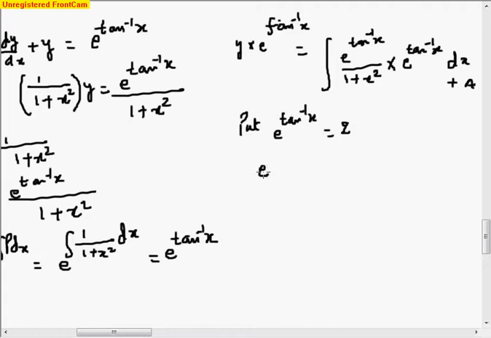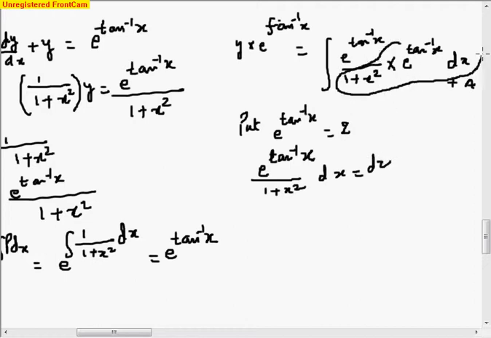First you will differentiate e raised to power tan inverse of x, using the chain rule. Tan inverse x differentiation is 1 upon 1 plus x square dx, which is equal to dz. So I have y into e raised to power tan inverse of x is equal to, this is z, e raised to power tan inverse x is z, integral of z dz plus a.